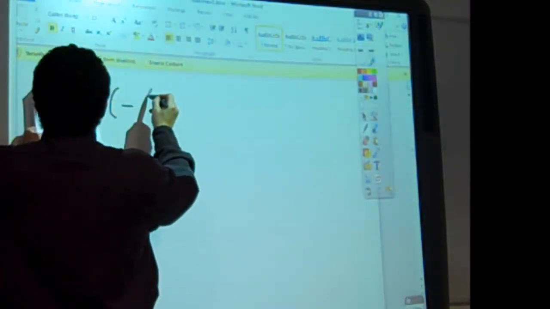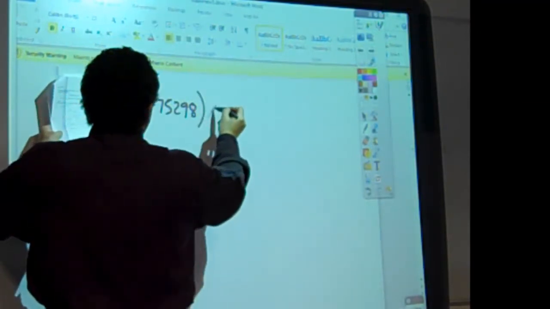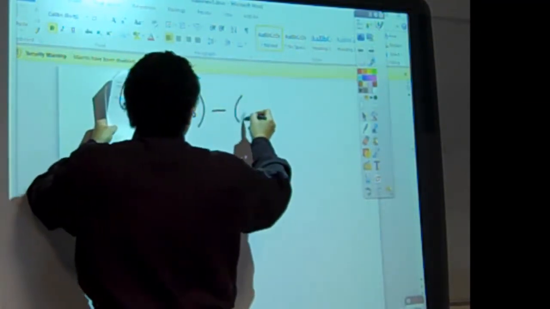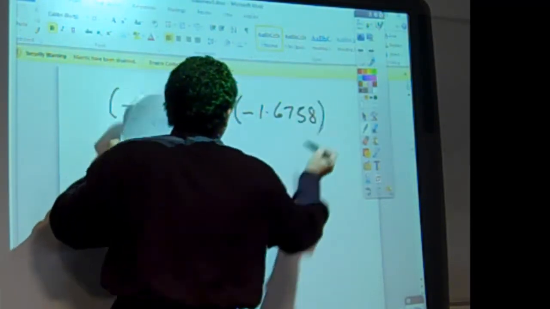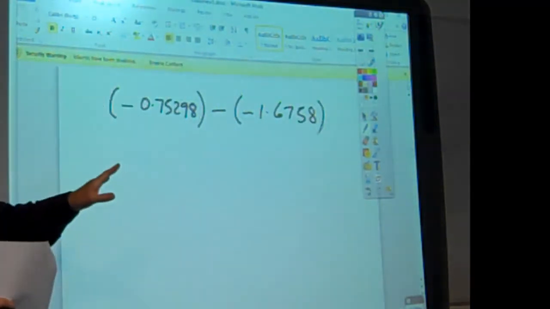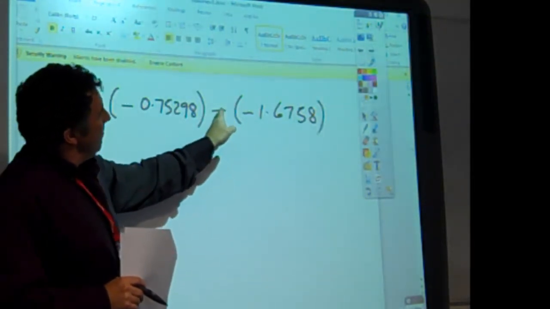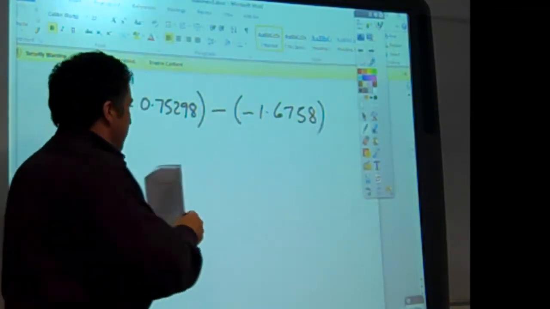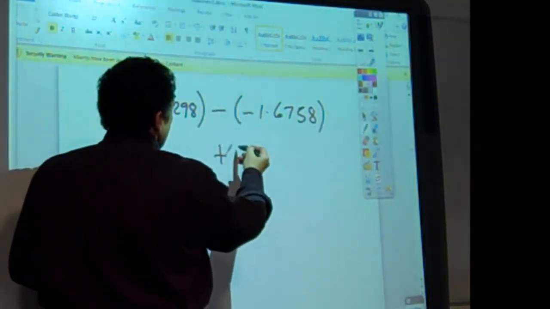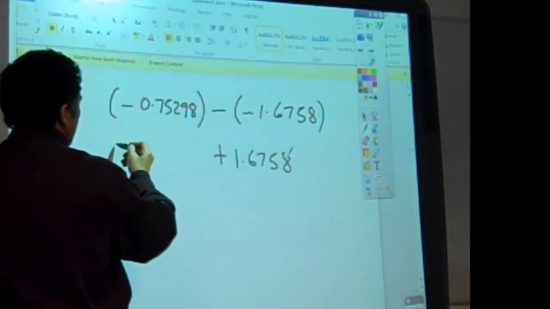When you work it out in the calculator, 0.75298. There's that minus sign that says, don't forget, minus 1.6758. Now, let's be clever about this one. There's a 1 there, really a 1 there, and it's minus 1 times that. So minus times a minus is a plus. So that's a plus 1.6758. And on this side we've got our minus 0.75298.